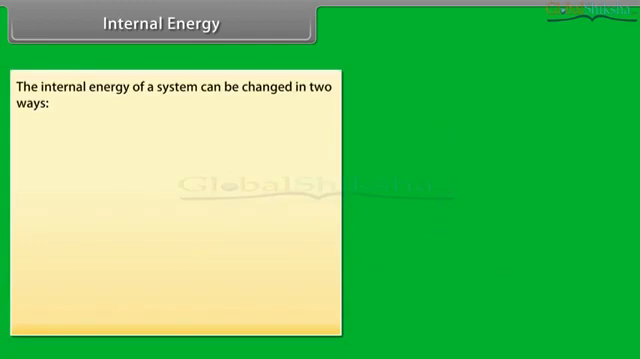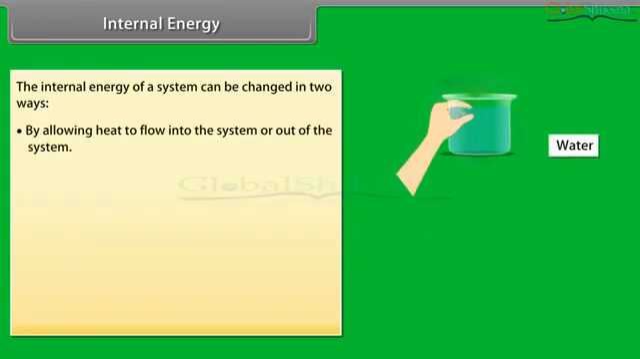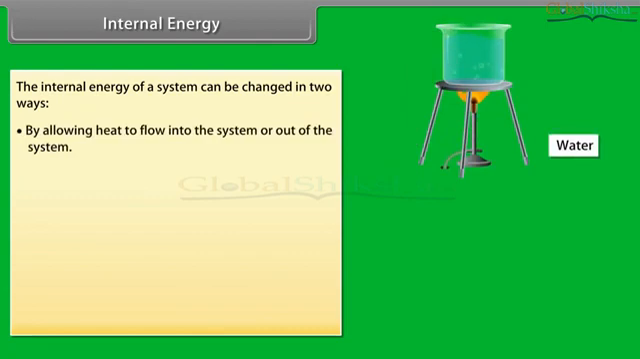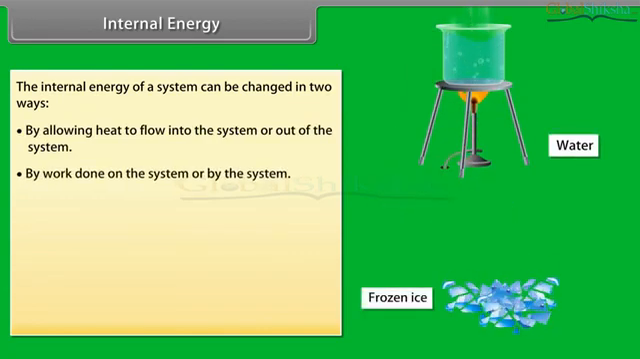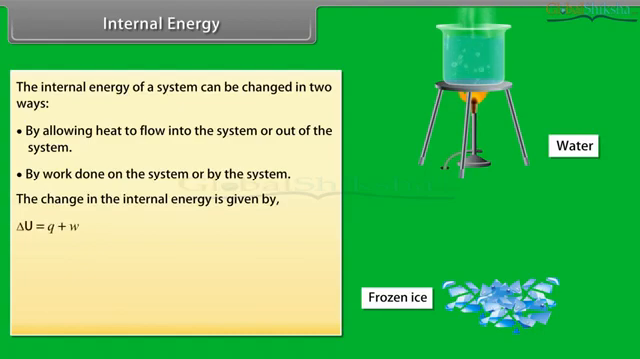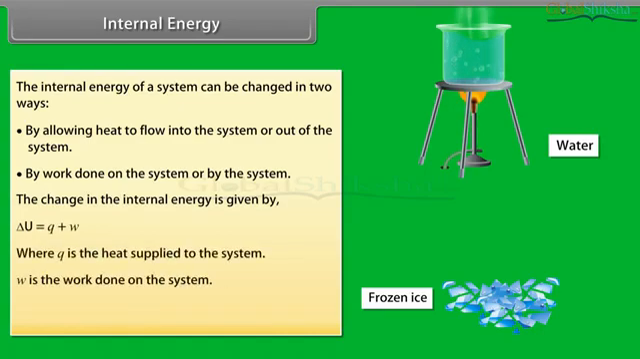The internal energy of a system can be changed in two ways: by allowing heat to flow into the system or out of the system, or by work done on the system or by the system. The change in the internal energy is given by delta U equals Q plus W, where Q is the heat supplied to the system, and W is the work done on the system. The above relation is the first law of thermodynamics.